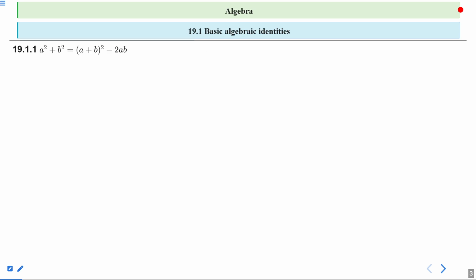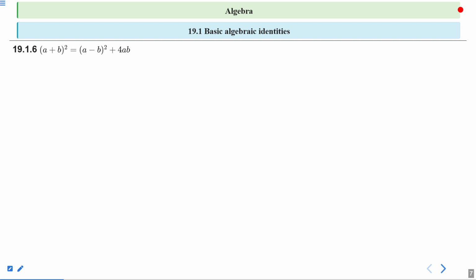Now basic algebraic identities. So first one is a square plus b square. We can write it (a plus b) whole square minus 2ab. Next one, 2 times of (a square plus b square) equals (a plus b) whole square plus (a minus b) whole square. Next one is a into b equals (a plus b) whole square minus (a square plus b square), and whole upon 2. Next one, (a plus b) whole square is a square plus 2ab plus b square.